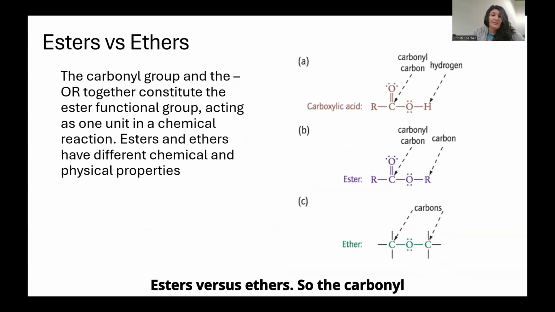Esters versus ethers. So the carbonyl group and the OR together constitute the ester functional group, and they act as one unit in a chemical reaction. Esters and ethers have different chemical and physical properties.